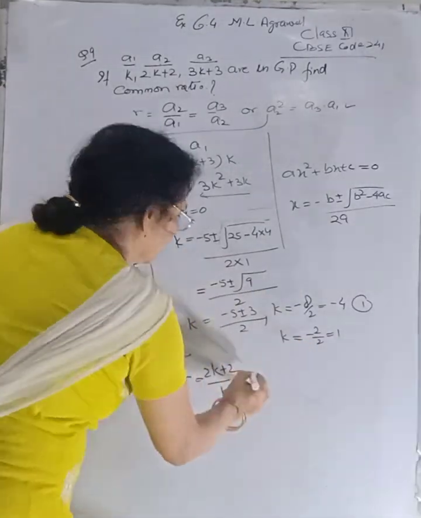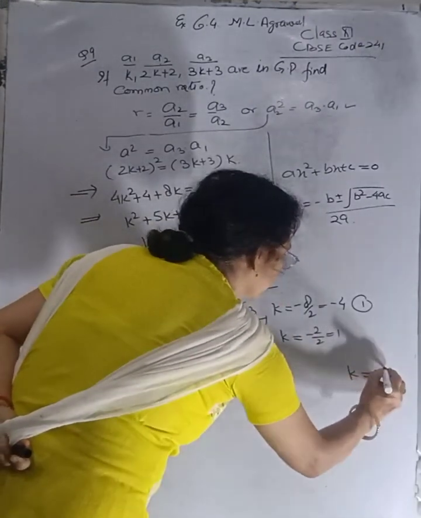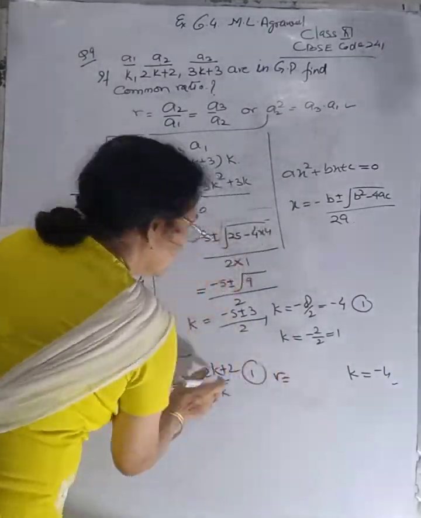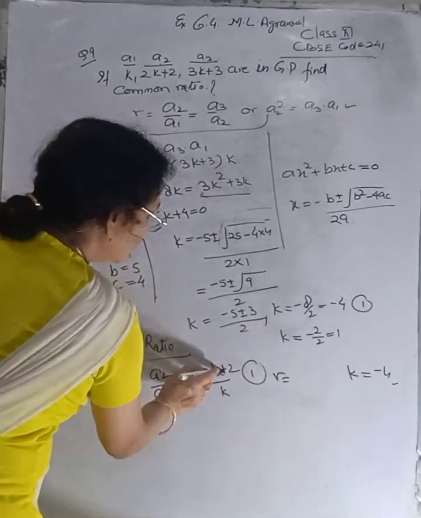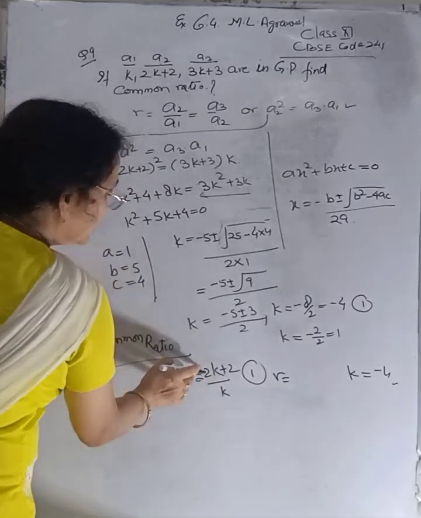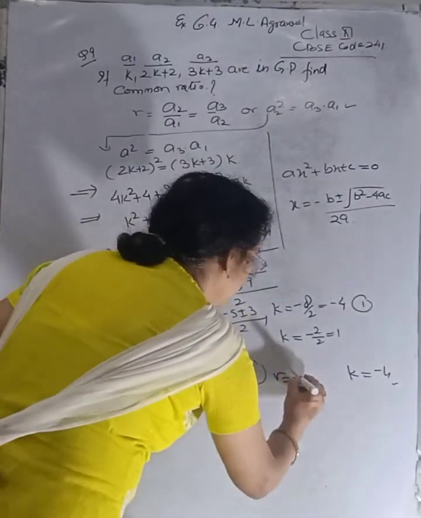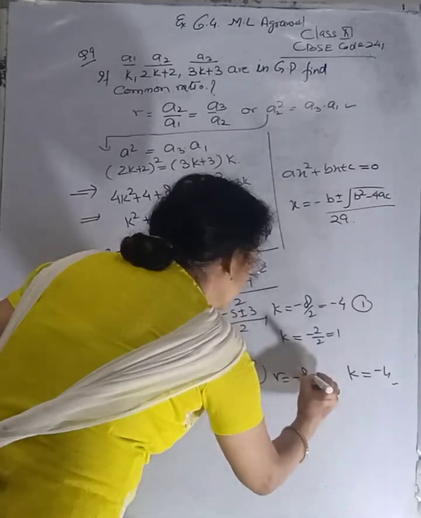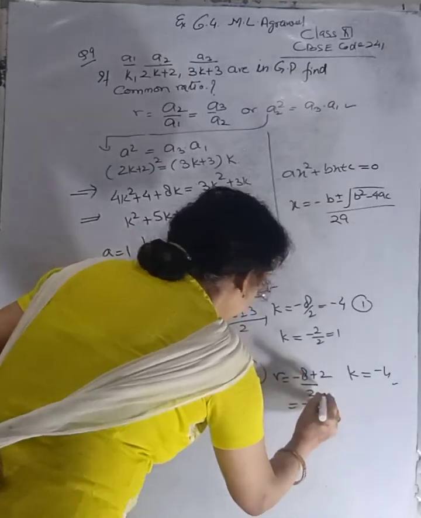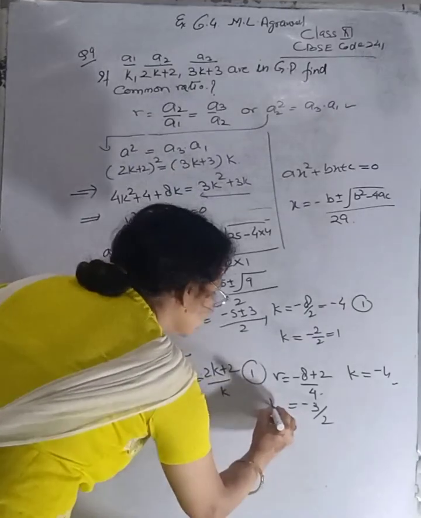Okay. Putting in the first value, when K is equal to -4, the common ratio R will be equal to 2 into -4 plus 2 upon -4. That is -8 plus 2 upon -4, that is -6 upon -4, that is 3 by 2 in magnitude with the sign as shown in the working, -3 by 2. This is the first answer.